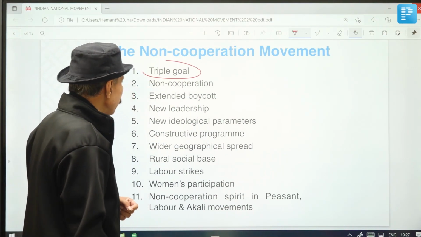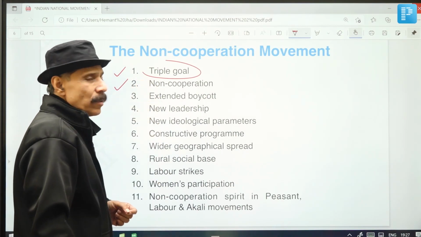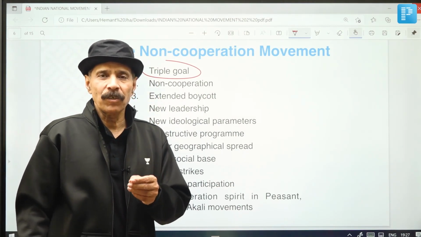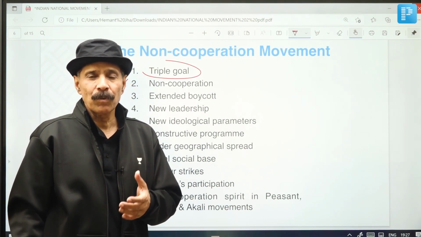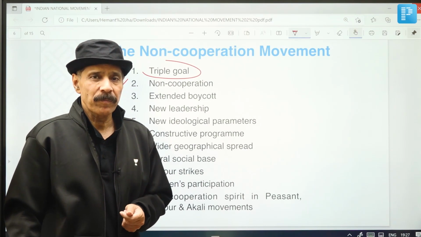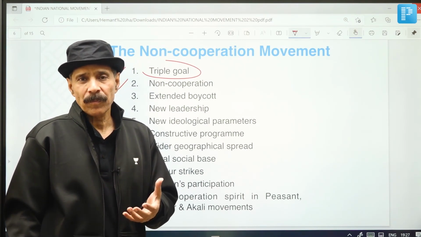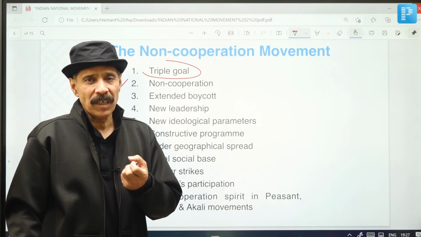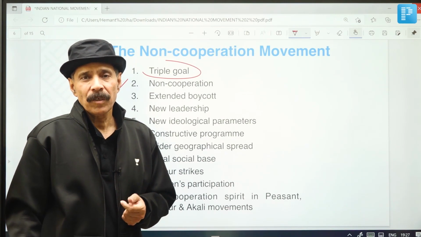Second point here is non-cooperation. Non-cooperation was a basic feature of this movement. And non-cooperation refers to not cooperating with the government in order to pressurize the government, in order to protest, in order to resist.